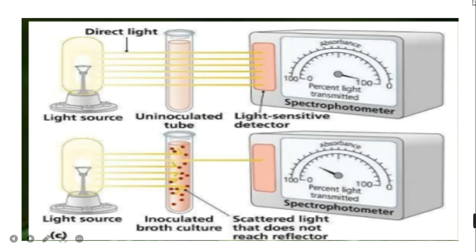This is an uninoculated tube, and you can see from the picture that at least 5 beams of light are hitting the spectrophotometer. But this tube now is inoculated with a broth culture of bacteria, and now we are only seeing 1 beam of light. So with the intensity of this light, we're able to calculate the amount of bacteria that we have in a sample.